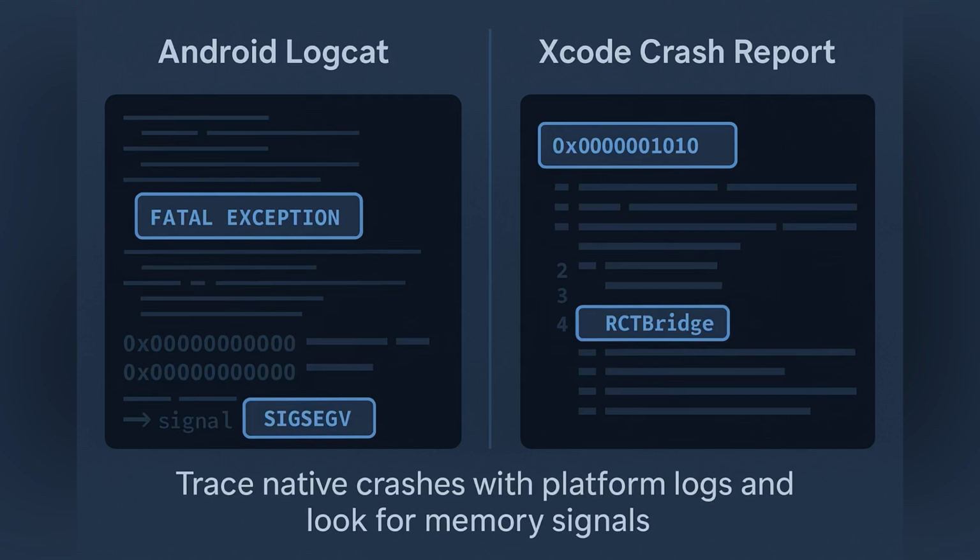On Android, native crashes usually leave a trail in Logcat. Look for fatal exception or SIGSEGV entries. On iOS, check Xcode device logs or crash reports in Organizer. If the crash mentions RCT bridge or memory address violations, it's likely a memory overflow or an invalid native call. Also review stack traces for C++ or Java/Objective-C methods failing unexpectedly.